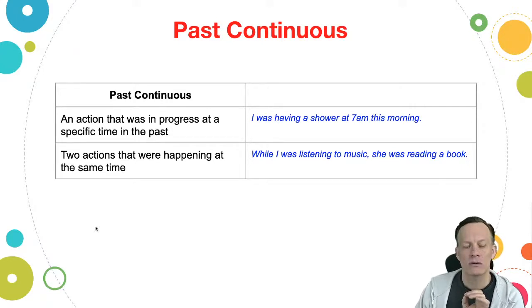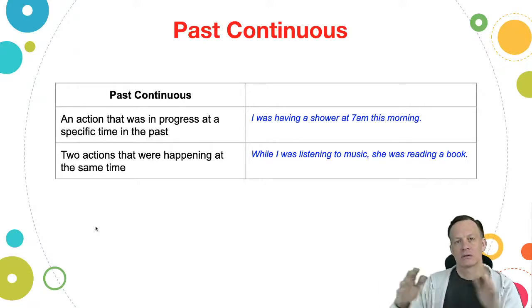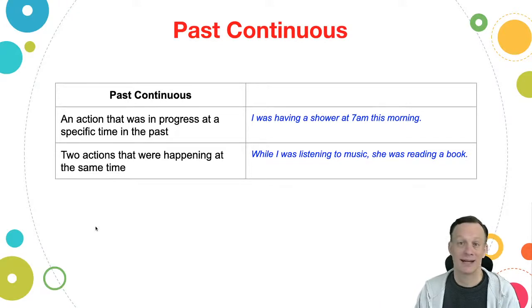Has anyone used would to talk about past actions or past habits instead of used to? Is anybody familiar with would? I can show you that, because we use used to and we use would to talk about past habits as well. We can use would. Is anybody curious about that, or do you know this already?